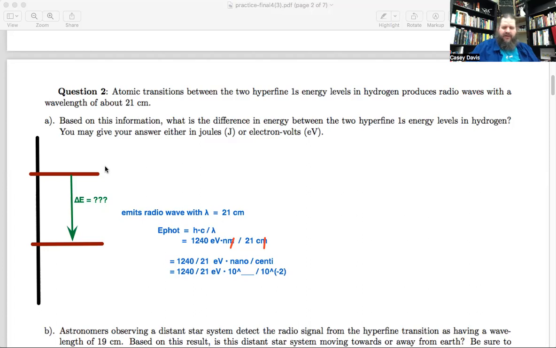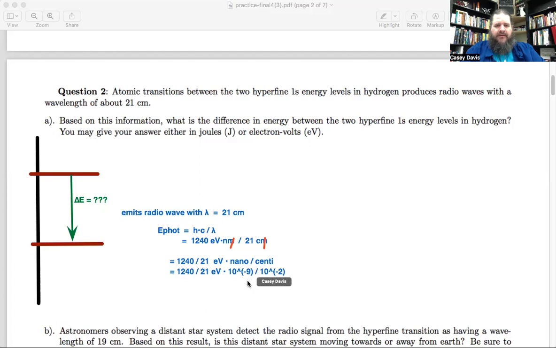Yeah, 10 to the -6 is micro, and -9 is nano. So 10 to the -9 is nanometer, nano anything. 10 to the -2 is centi anything. So if we just divide 10 to the -9 by 10 to the -2, what would we do with those exponents?